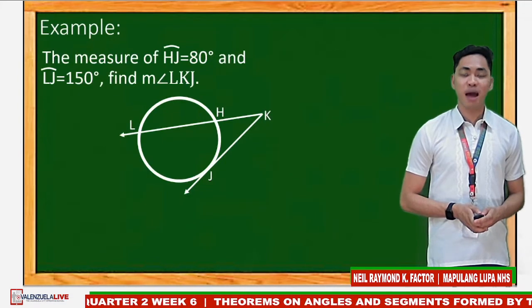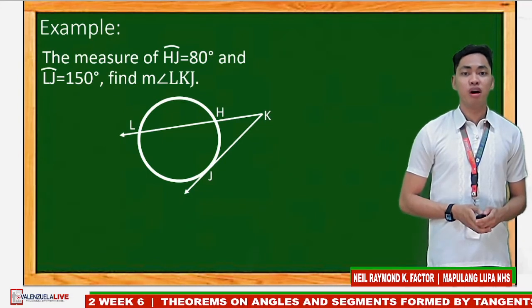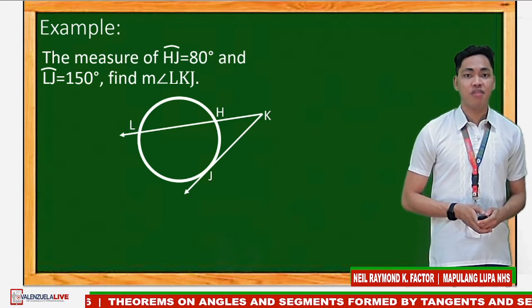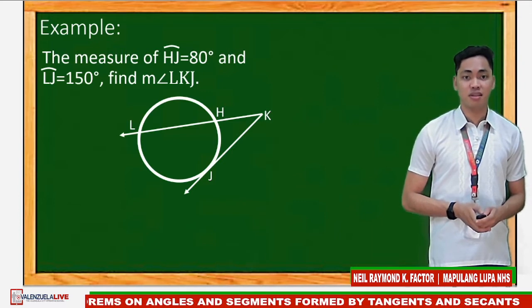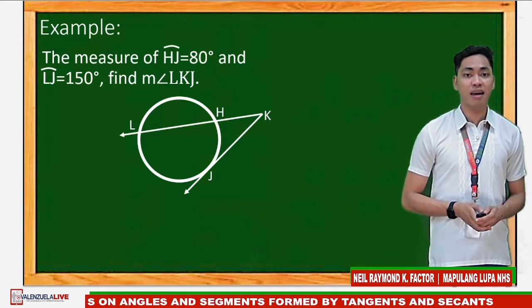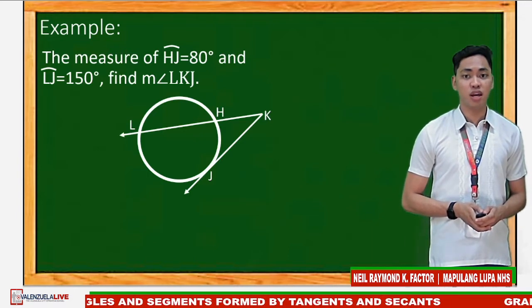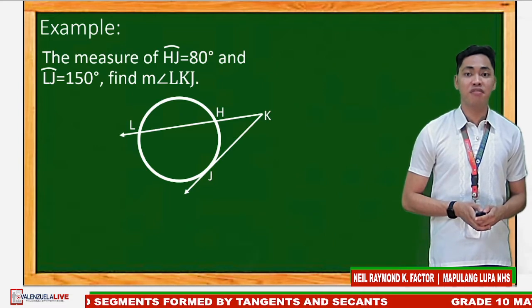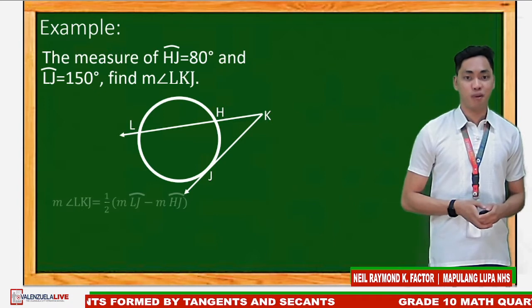For example, let's apply the theorem. The measure of arc HJ is 80 degrees, and the measure of arc LJ is 150 degrees. Find the measure of angle LKJ. We are to find the measure of angle LKJ.